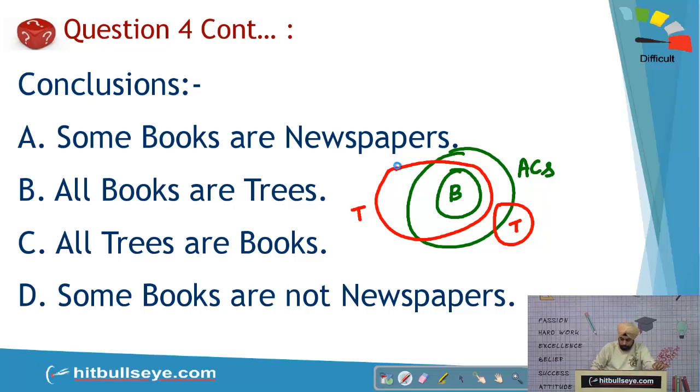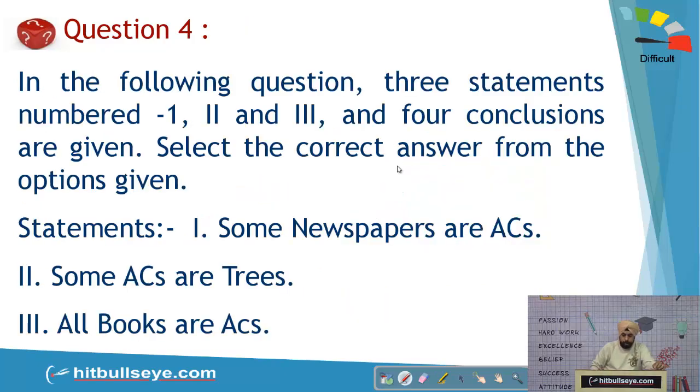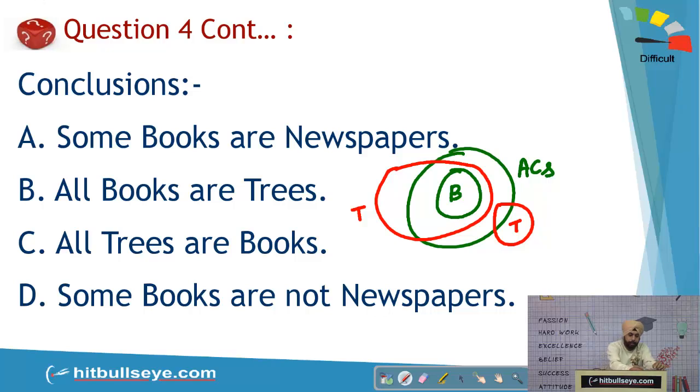And third was some newspapers are ACs. Now newspaper, if I take here in the blue color, newspapers could be like this, and even those could be interacting with books. Right students? So if I try to answer this, it says some books are newspapers.